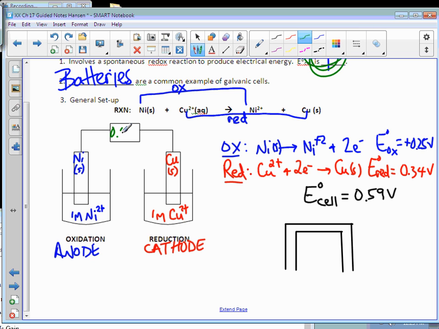So we're actually going to do this in class, but you would basically connect up what's called a voltmeter, and you would actually measure a voltage of 0.59 volts. Okay, and depending on what two metals or what your conditions are, you'll get different voltages. Okay, a couple other details.